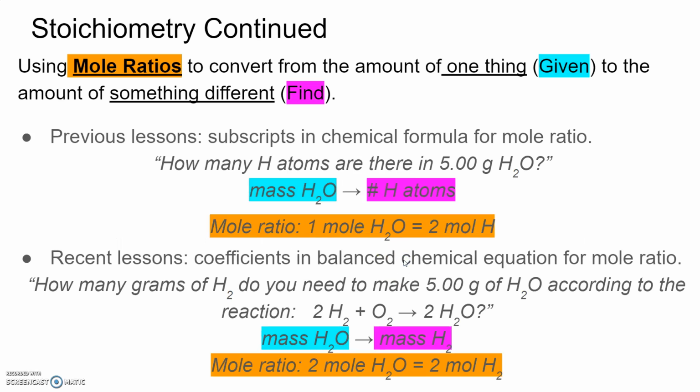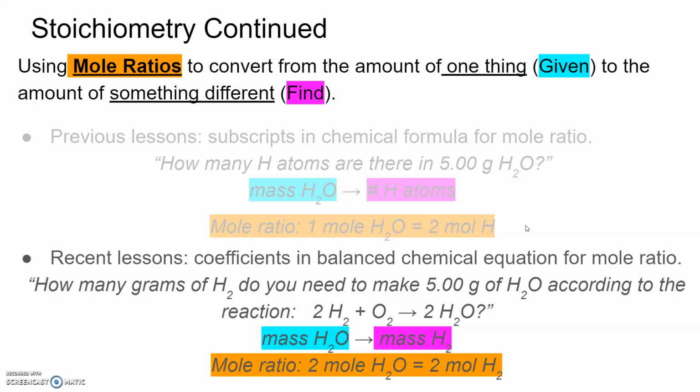So as you know, we've been covering stoichiometry, which is using mole ratios to convert from the amount of one thing to the amount of something different. And in the first set of lessons that we looked at, we used subscripts and chemical formulas as our mole ratios to do that conversion. And then recently we started looking at problems where we use coefficients in the balanced chemical equation as our mole ratios to do that conversion.